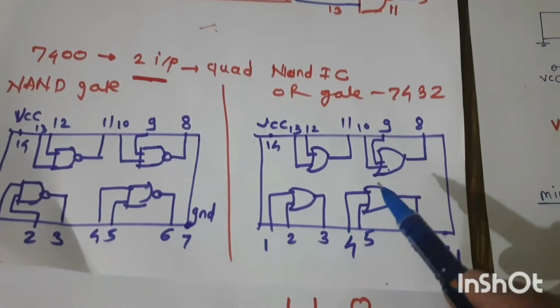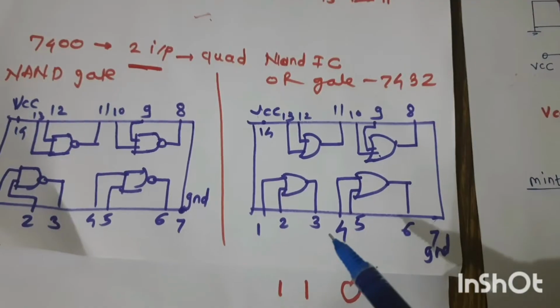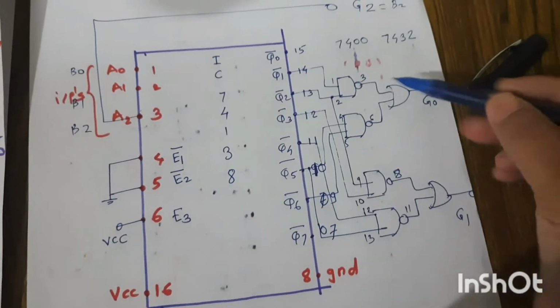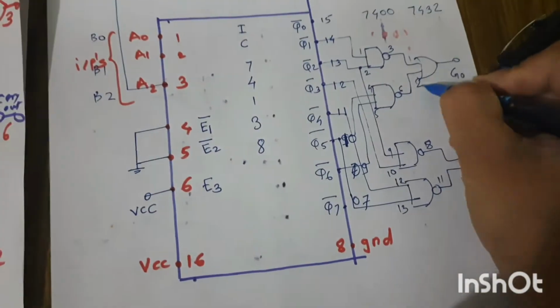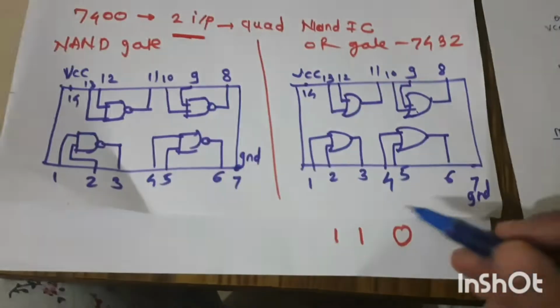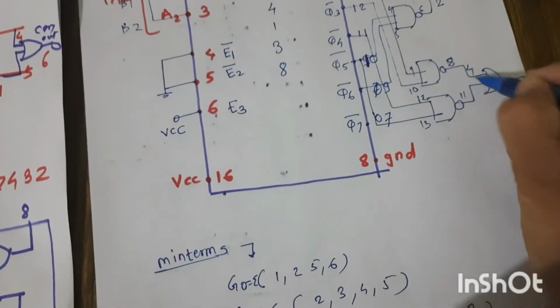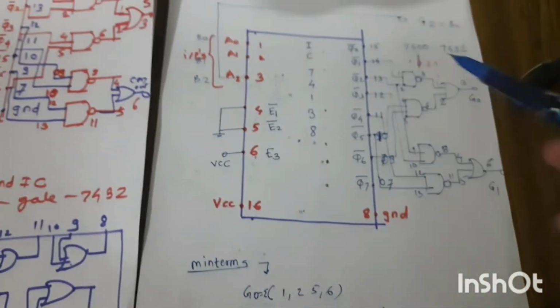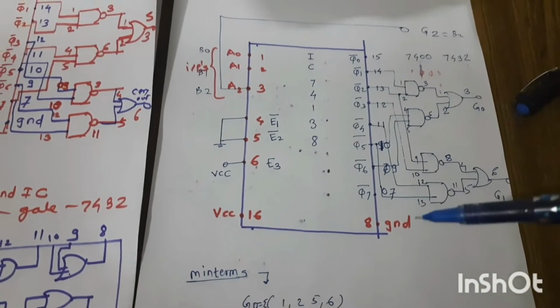Same for the OR gate IC, again 1, 2 input, 3 output. So you can see here 1 and 2 input, 3 is the output. For the second OR gate, 4 and 5 input, 6 is the output. So just write it down: 4, 5 input, 6 is the output. So likewise you can give the pin numbers.